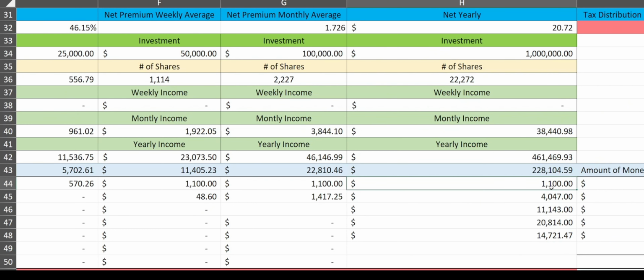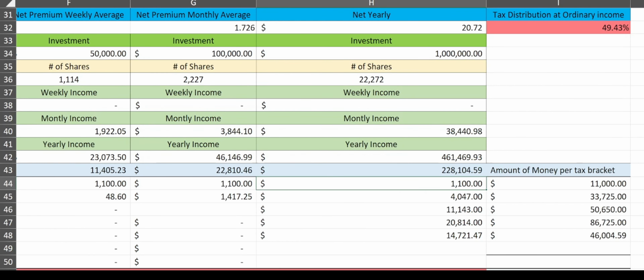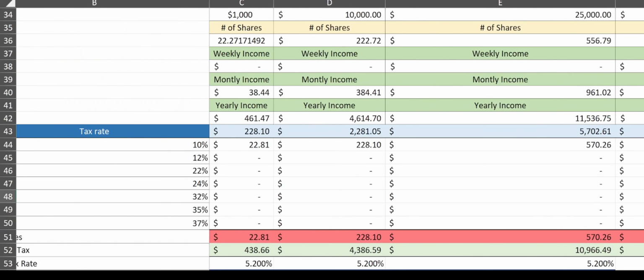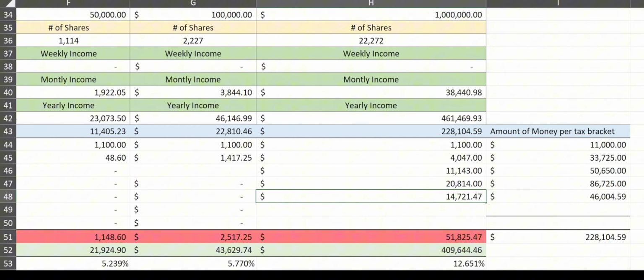Because of return of capital considerations, we're only going to have to pay taxes on $228,104.59, right? And we have a couple of tax brackets that this is going to encroach into, right? So we max out 4 tax brackets, and then the remainder is taxed at that 32%.